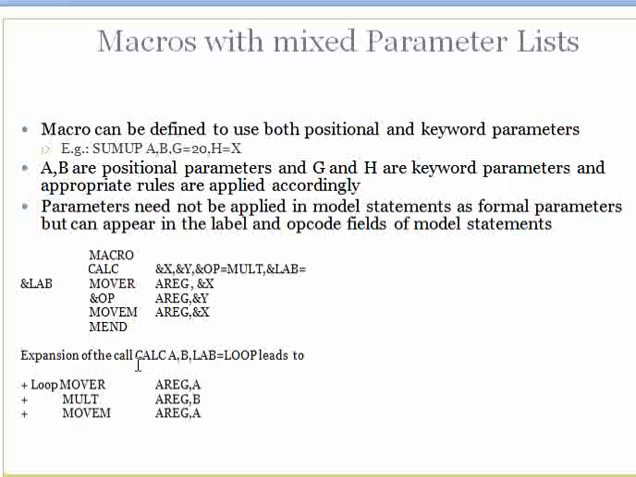Okay, so an expansion call of the form CALC a comma b, a will be associated with x, b will be associated with y. Since we have not passed any value for op, it will take the default value of mult, and lab will be associated with loop during the expansion call.